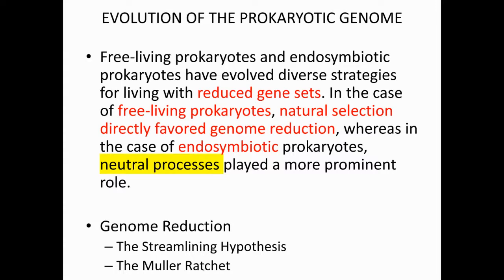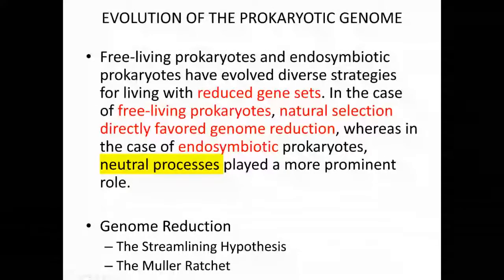So basically in the streamlining hypothesis, natural selection directly favors genome reduction and low GC content in free-living prokaryotes living in a nutrient-poor environment. And then for genome reduction based on Muller's ratchet, basically the population undergoes constant bottlenecks and no recombination, and the gene reduction occurs through the accumulation of slightly deleterious mutations, which are the silent mutations.